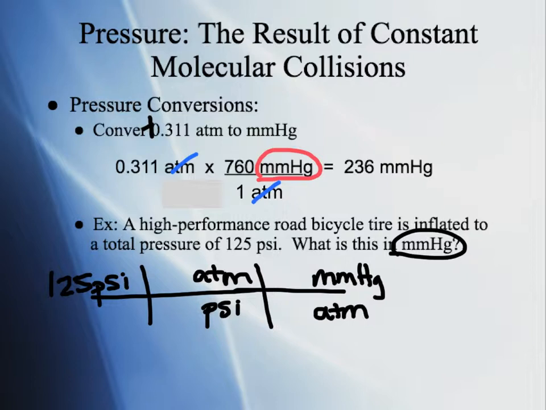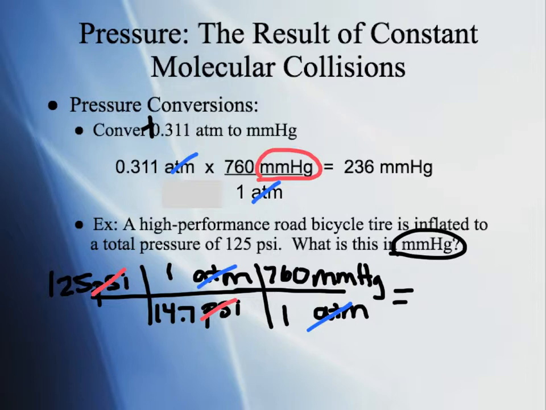All right, so we've got our units set up. We got it set up so psi is going to cancel, and we got it set up so atmospheres are going to cancel. And all we're left with is mmHg. So this is going to be perfectly set up, so let's put in our numbers. Now, 1 atmosphere is equal to 14.7 psi, like I just mentioned a few minutes ago. And in our second conversion factor, 1 atmosphere is equal to 760 mmHg.